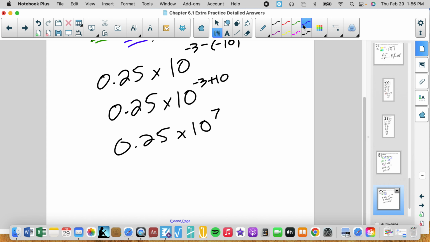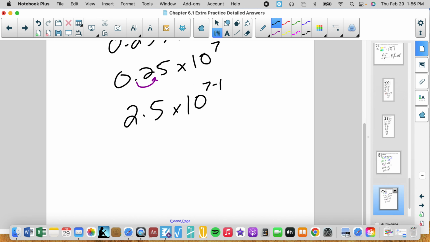Now, this number needs to be between 1 and 10. So I'm going to move it. So that made it smaller. So where did the smallness go? I made a small number bigger. So that means we have to subtract, because 10 to the negative 1 is small. So that becomes 2.5 times 10 to the 6th. Very, very tricky there. That's a great question. That's why I put it on there.